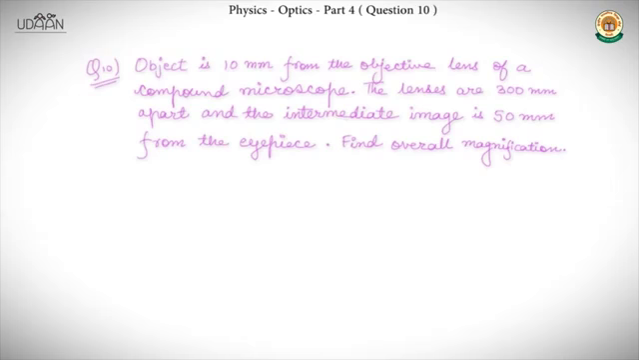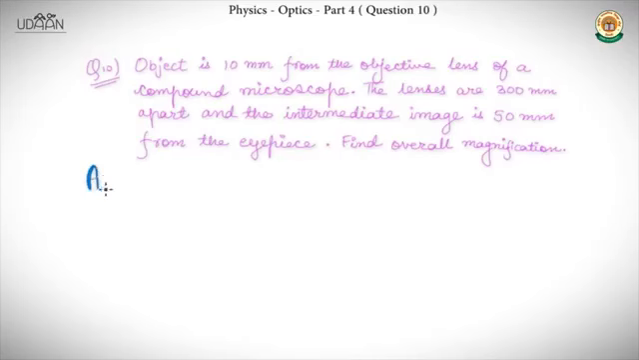This question is about optical instruments. The object is 10 mm from the objective lens of a compound microscope. The lenses are 300 mm apart, and the intermediate image is 50 mm from the eyepiece. So we are given a basic data setup, about where the lenses are and where the object is. Find the overall magnification.